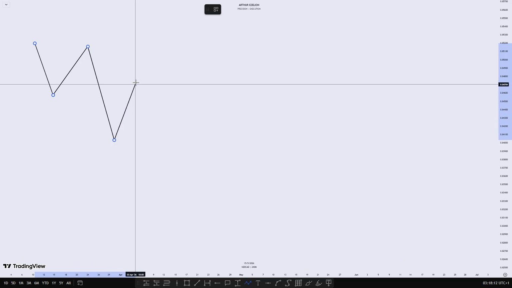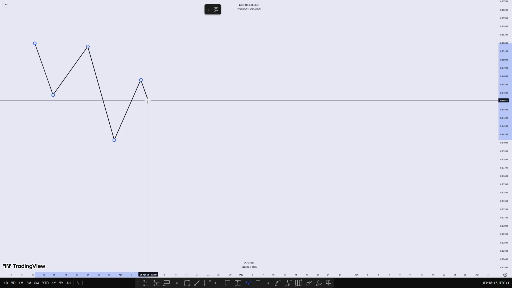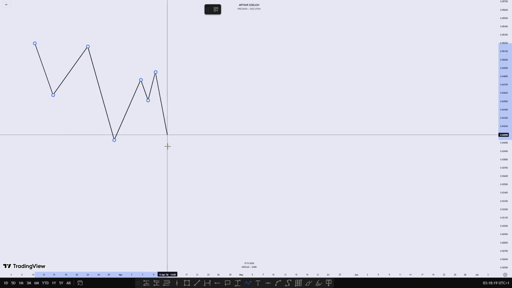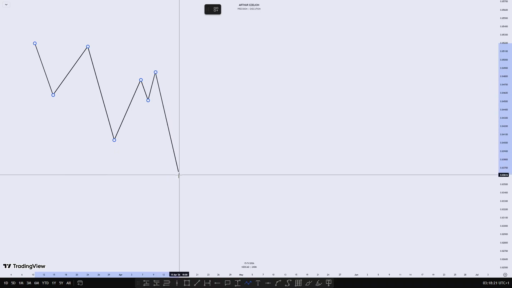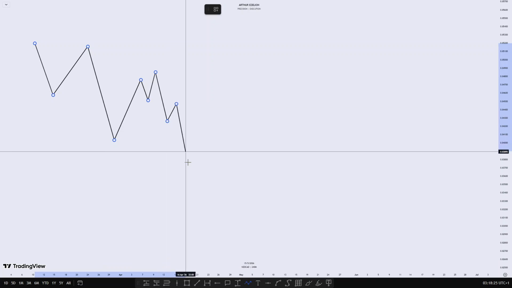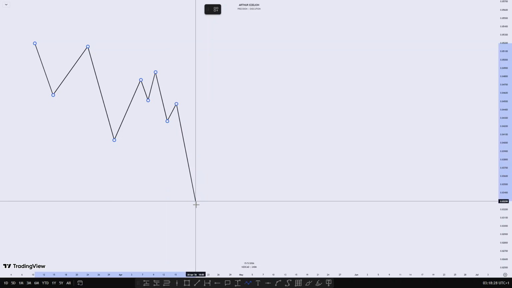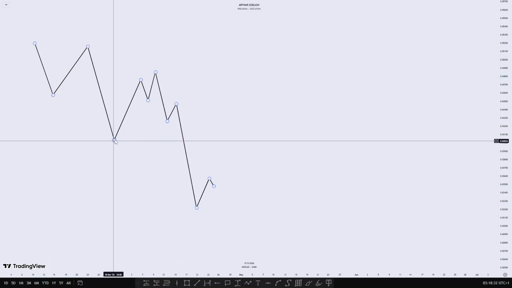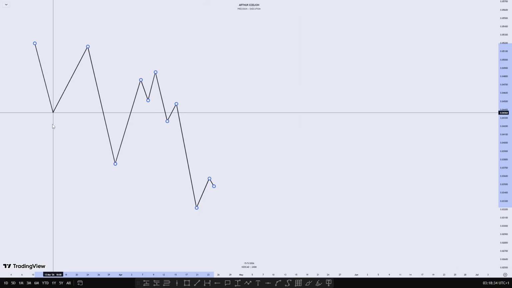So price does something like, the first thing we are looking for, you want to see price sweep liquidity, then next break structure. Okay, let's say it does something like this, break structure. So now let's extend this a bit.